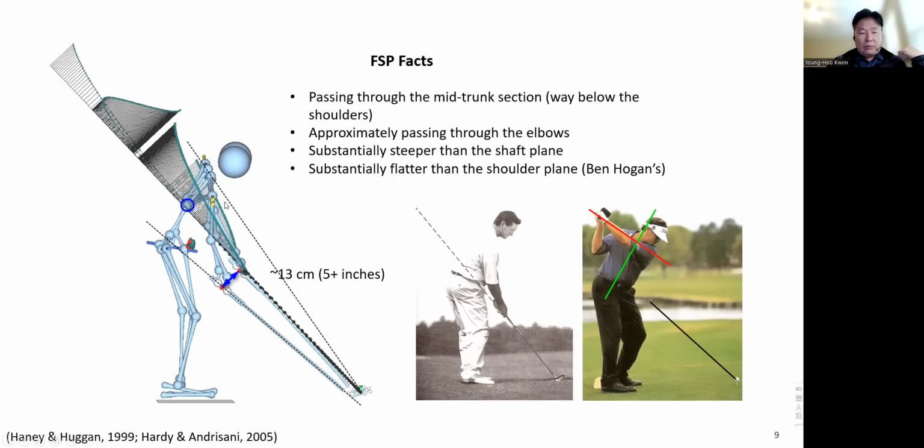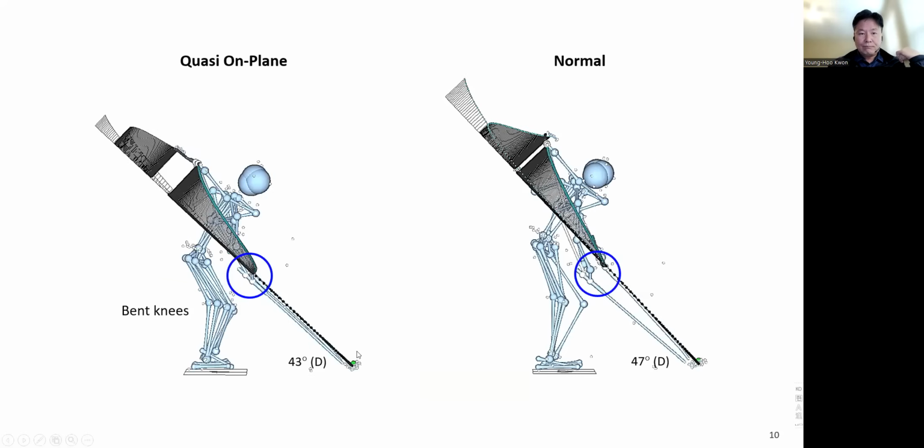And also, the swing plane on the average is substantially flatter than the shoulder plane, than Hogan's shoulder plane. So this is the shoulder plane connecting the ball and the shoulders here. Between these two, you will see the actual swing plane, and the slope varies depending on the swing style of the golfer. So let's work on this aspect a bit more. This is a quasi on-plane swing, so you will see a lot closer match between the initial alignment and the swing plane here.